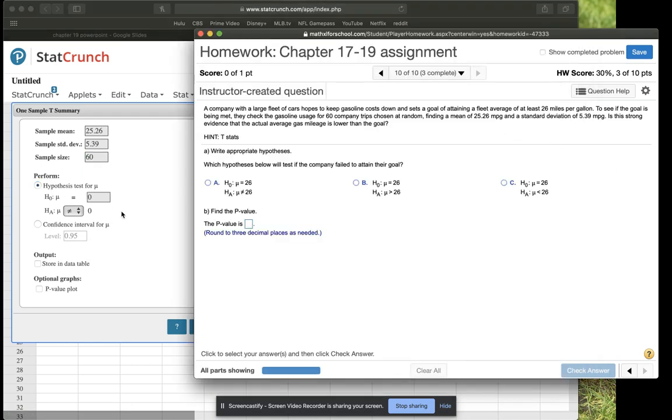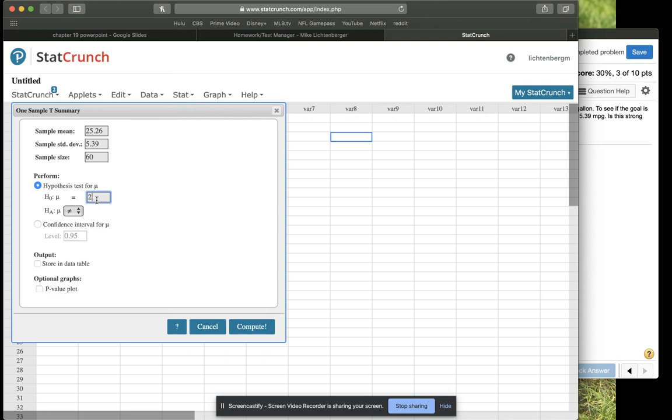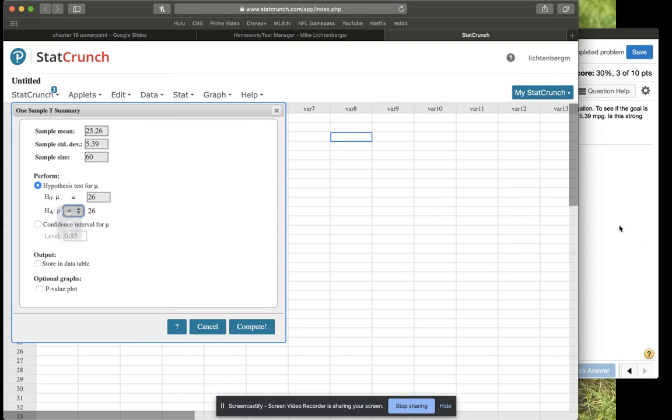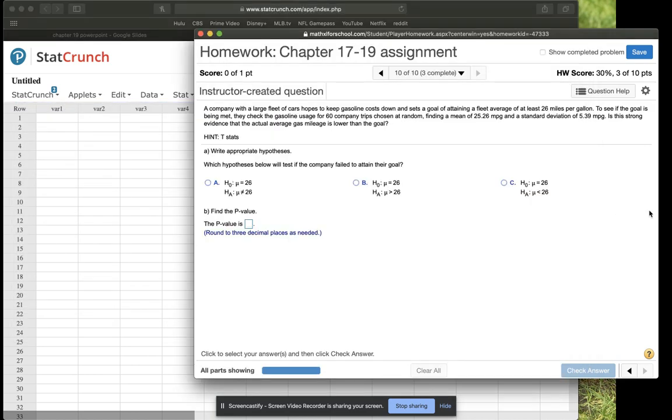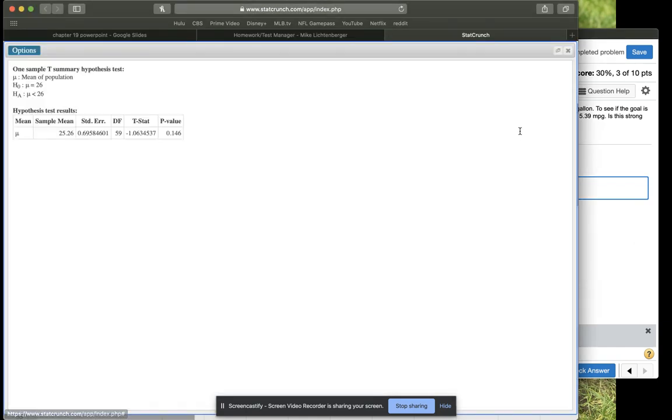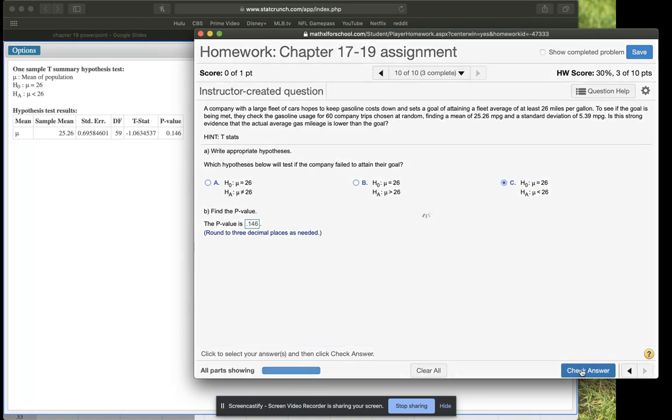For our hypothesis test, our goal was 26 miles per gallon. They're asking us if this is evidence that the MPG is lower than its goal, so we're going to make that a less than. We're just looking for the p-value. There's our p-value, 0.146. Up here, we said that it was less than, and we already found our p-value, 0.146. That is it for the question.